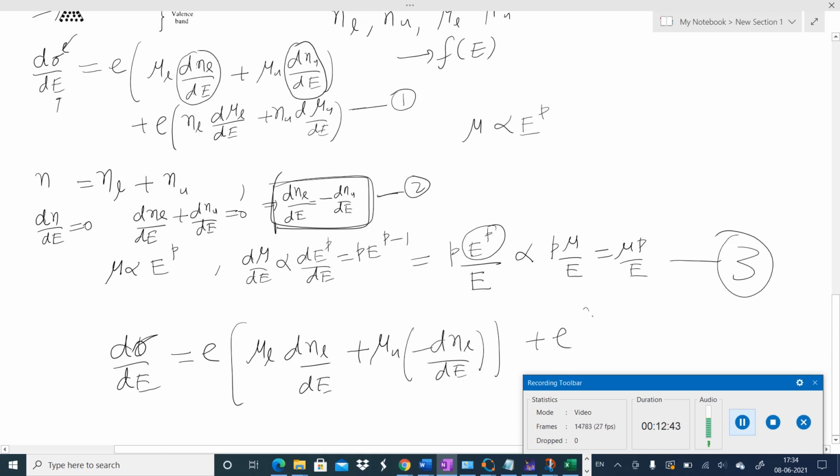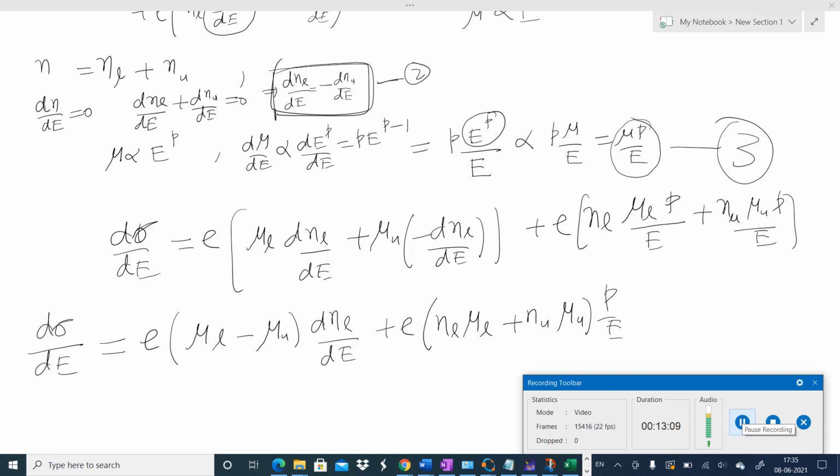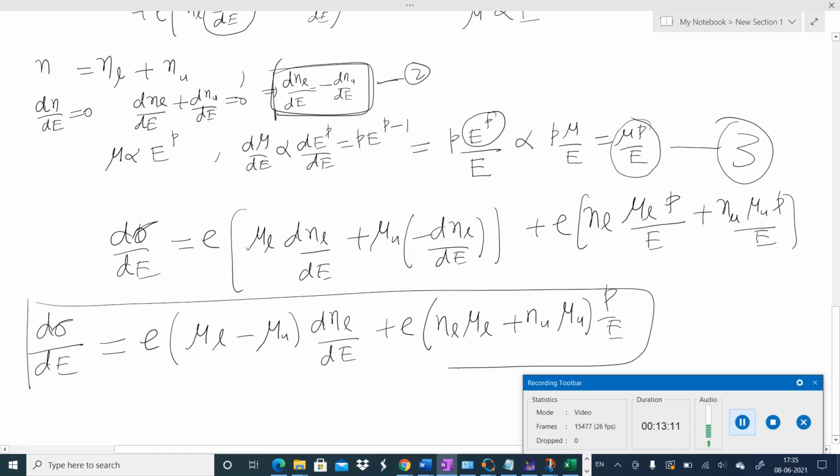Plus E times, now NL, and this dμ/dE can be written as μ E by P, so I will write μL, P is constant, divided by E plus NU μU P divided by E. Okay, I have just used these two relationships, I will now rearrange. This is what we got now. Okay, call this as 4.